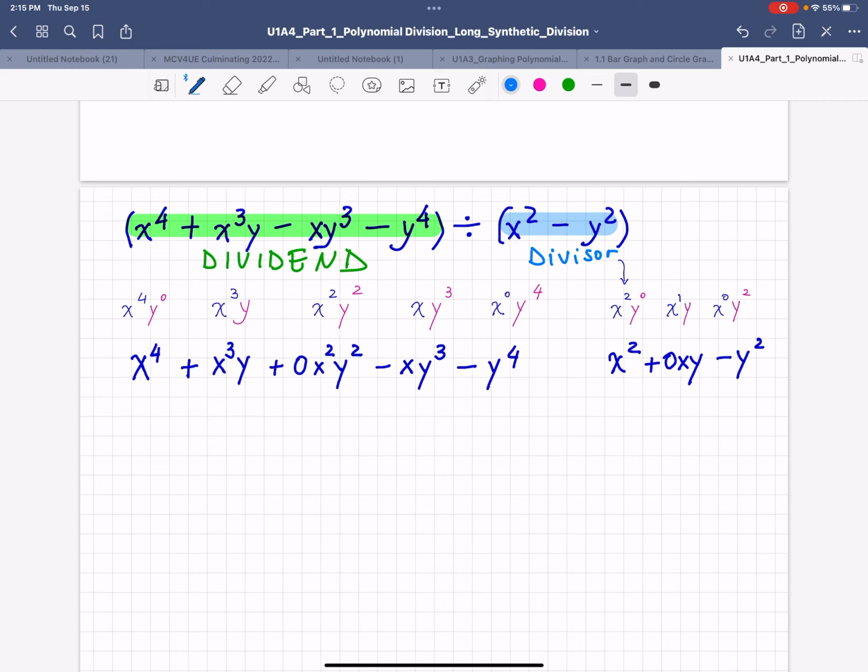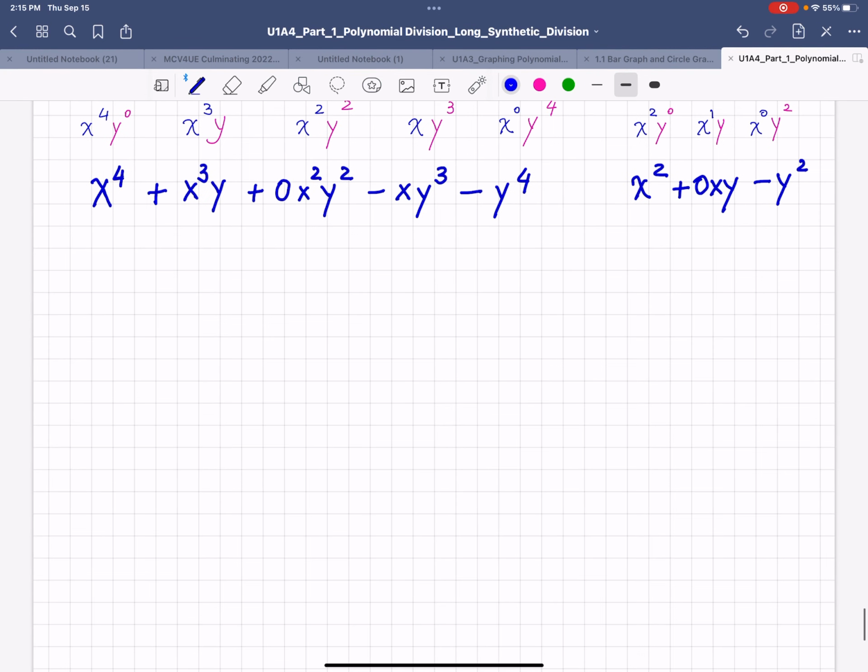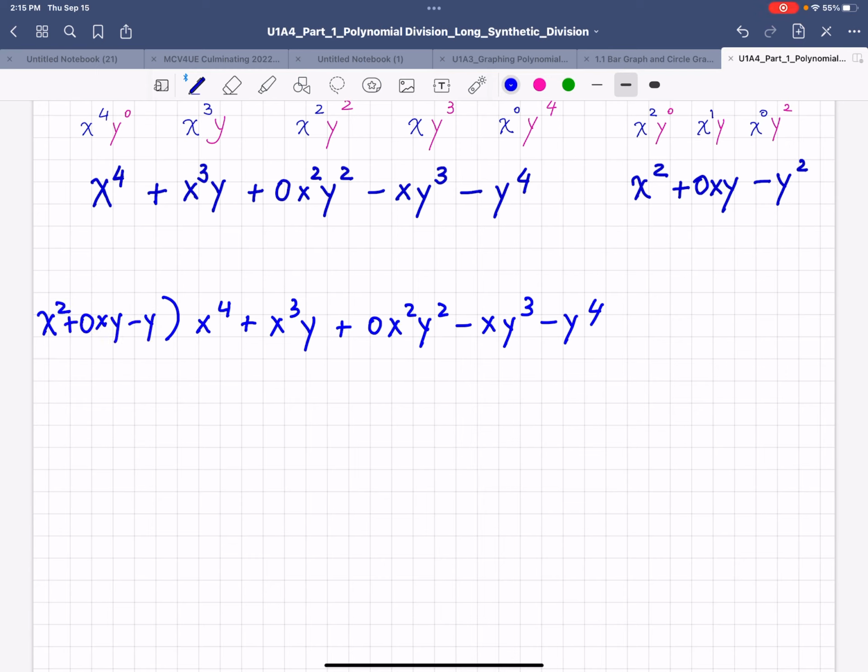So I'm going to use long division, and that is because my divisor is power 2, so I cannot use the synthetic division, since it is applicable only when the divisor is linear. And I will rewrite my expression. So what we have in here is x to the power of 4 plus x cubed y plus 0x squared y squared minus xy cubed minus y to the 4, which is divided by x squared plus 0xy minus y squared. And here we go. Draw the line. We'll start dividing.